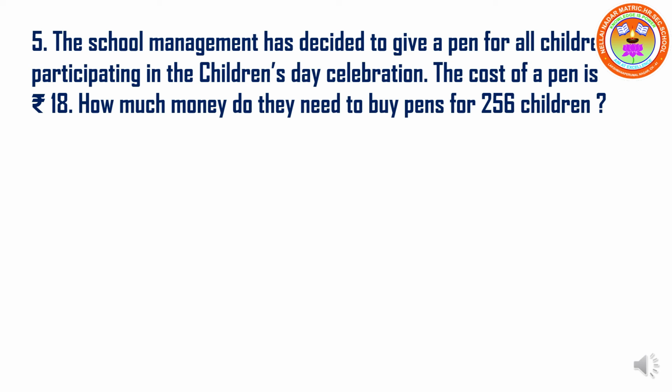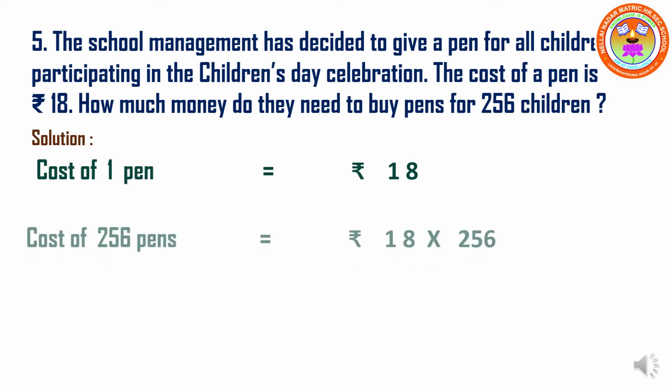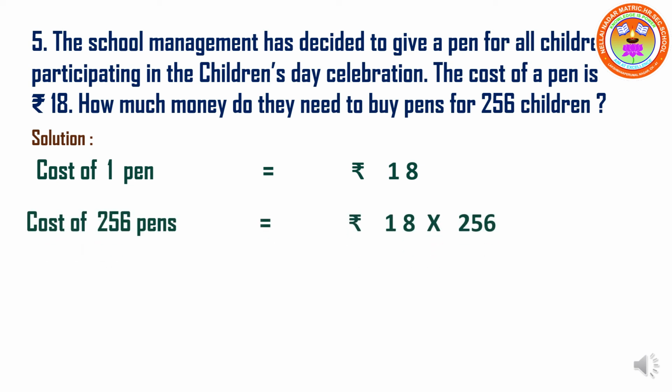So they have given the cost of one and we are asked to find the cost of many. So the concept here we are going to use is multiplication. Okay, children? Now, solution. Cost of one pen is equal to 18 rupees. Cost of 256 pens is equal to 18 rupees into 256. Now let us begin the multiplication. 256 into 18. So first I have to multiply 6 with 8. So what is 6 8s are? 48. So 8 is written down, 4 is written above.